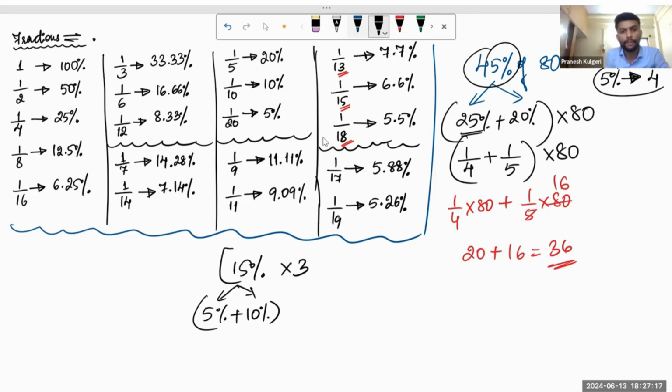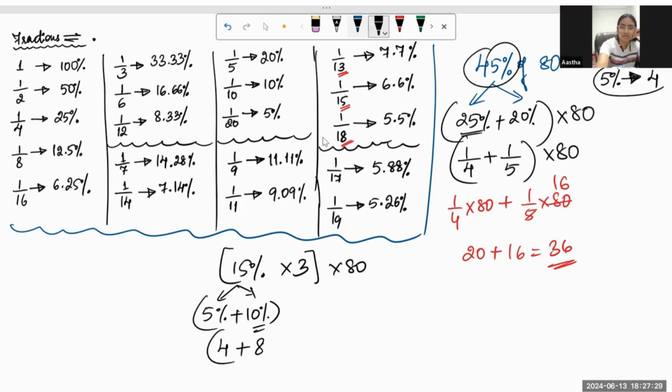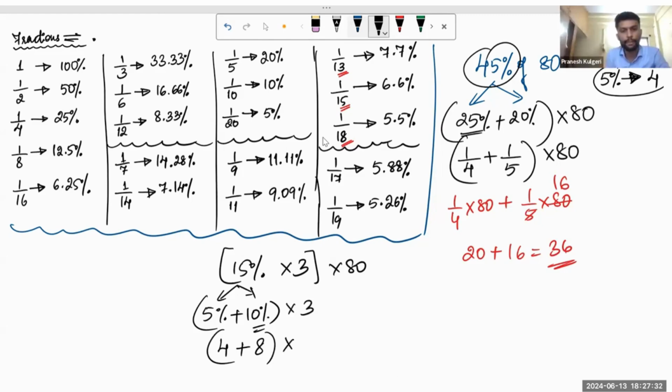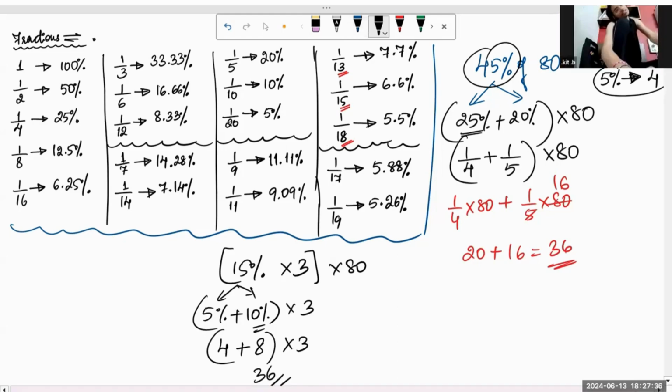Now, this is 45% of 80, right? Now, tell me what is 10%? I have already written here. Check. 8 plus 5% is how much? 4. Correct? Into 3 it is. 8 plus 4, 12. 12 threes are?